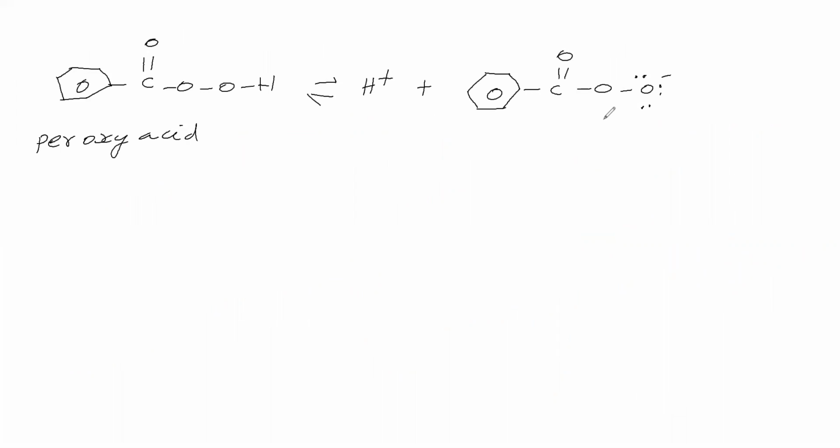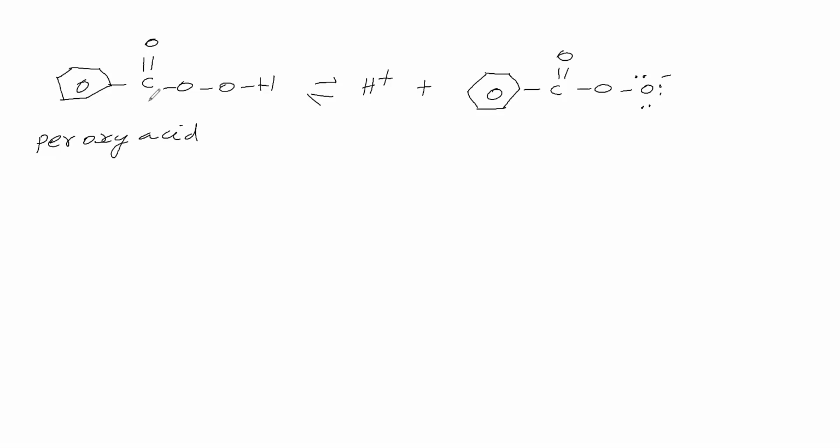Therefore, which is having more stability? Carboxylic acid is having more stability when compared to this. Therefore, carboxylic acid is having more acidic nature when compared to this peroxy acid.